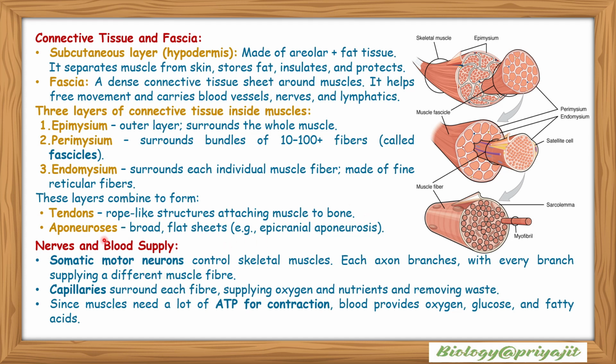What is aponeurosis? Aponeurosis is a broad, flat sheet, for example the epicranial aponeurosis. So we need to know the nerves and blood supply of the muscle cell. Somatic motor neurons control the skeletal muscle, and each axon branches, with every branch supplying a different muscle fiber. Capillaries surround each muscle fiber, supplying oxygen and nutrients and removing waste. Since muscles need a lot of ATP for contraction, blood provides oxygen, glucose and fatty acids.